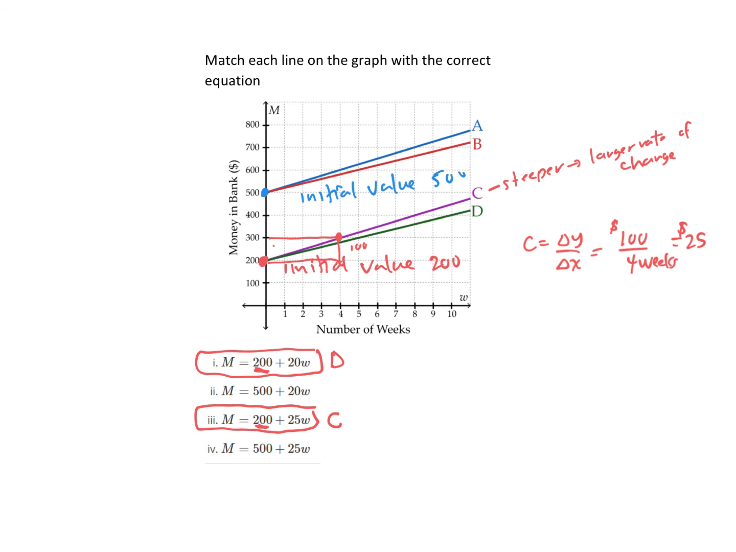So you could actually calculate it if you want, but I know that C is steeper than D, so I know C would have a larger rate of change than D. And I could do that with A and B as well. A and B have an initial value of 500, so I can see that here. Which one is steeper? A is steeper. So it has a larger rate of change. So if I were picking between A and B, I would say this is A because it's steeper, and this is B because the rate of change here is 25, the rate of change here is 20.